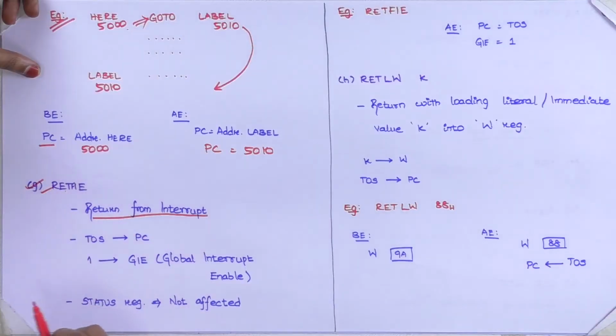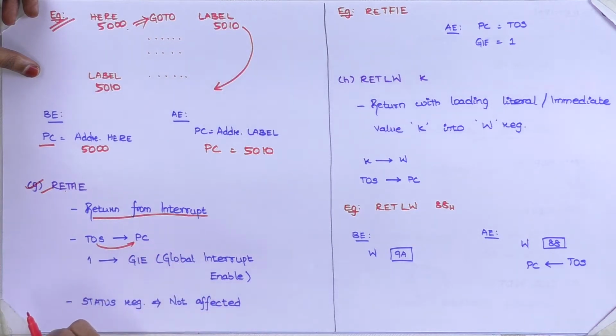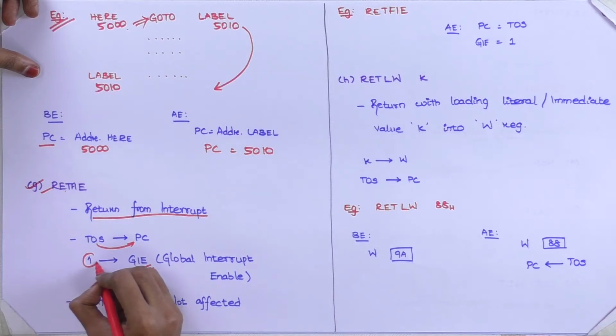So when you are executing this instruction, the top of the stack value is retrieved to PC and your global interrupt enable has to become 1. Okay. So when we discussed the features, we saw that this series of PIC microcontroller has 12 independent interrupt sources, right? To enable these 12 interrupt sources, we have a common enable bit called global interrupt enable.